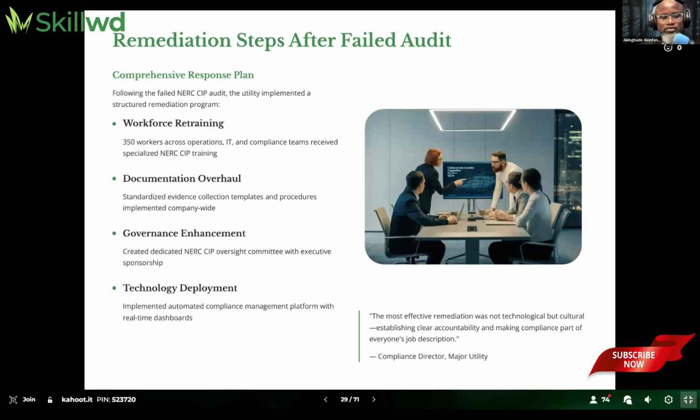Workforce retraining, documentation overhaul, governance enhancement, technology deployment. So this would be some general things people do if there's a fail in terms of NextSIP or OT generally. Retraining is a big one out there.